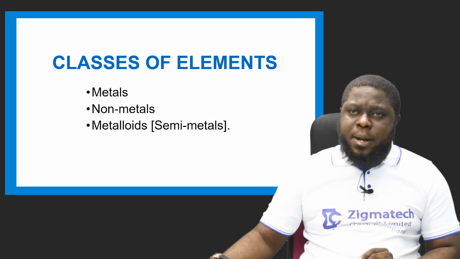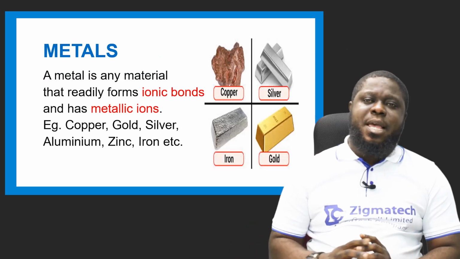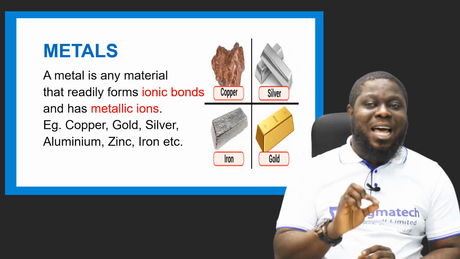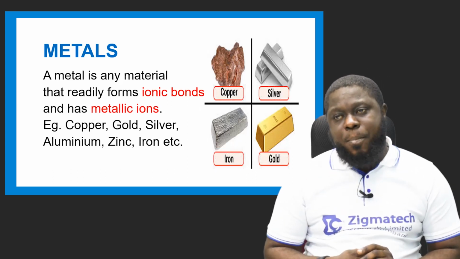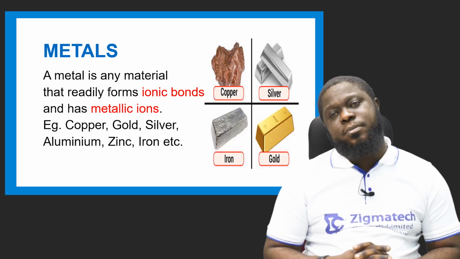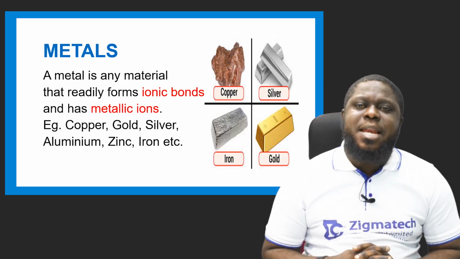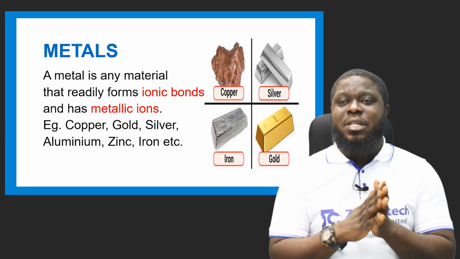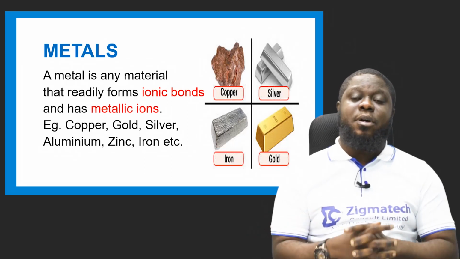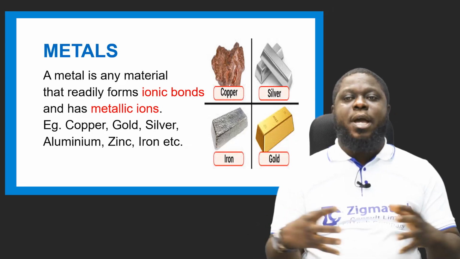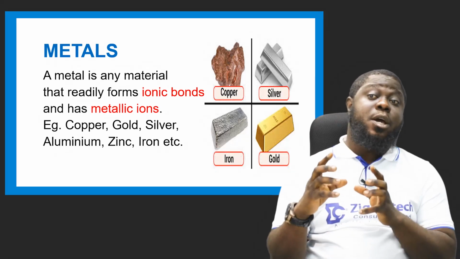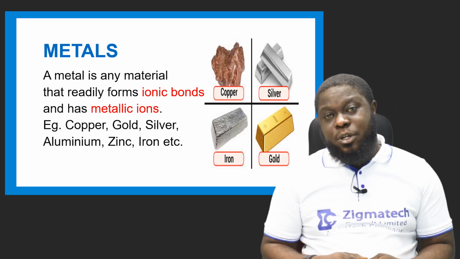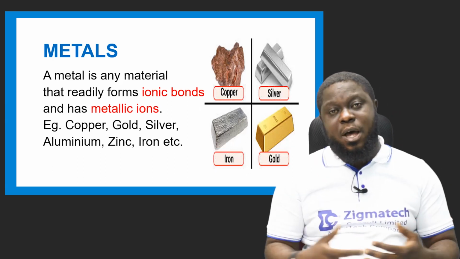So now, number one, let's talk about metals. Metals. A metal is any material that readily forms ionic bonds and has metallic ions. I give examples there as copper, silver, iron, and gold. They said a metal is any material that readily forms ionic bond and has metallic ions. Now, ionic bond simply means the bonding of charges. Okay? The coming together of charges. We'll know what ionic bond is basically, constructively, when we get to chemical combination, when we're talking about covalent, ionic, and electro, and all those things.